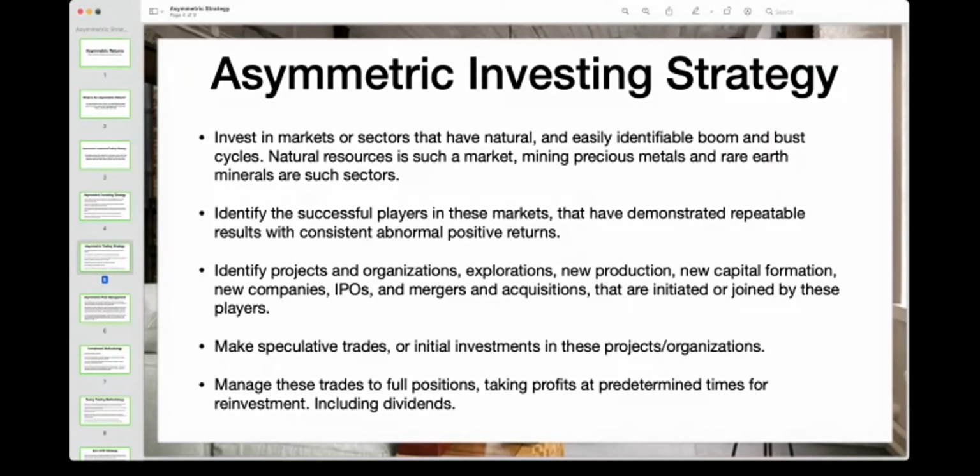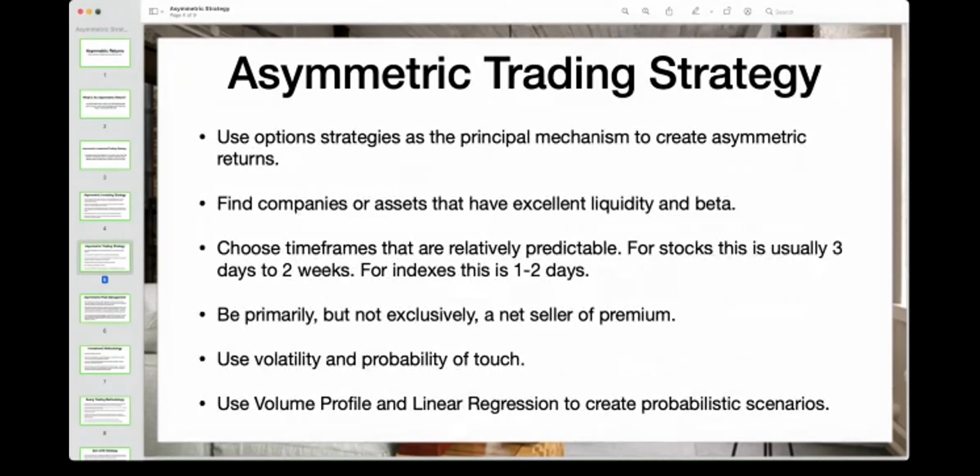All right, next slide. Here's our asymmetric trading strategy, which is wholly different than investing. This is all short term. We're not looking for long-term gains. We're looking for short, consistent profits from a day to a couple of weeks. And we use option strategies as the principal mechanism to create asymmetric returns. So in other words, we use the power of being able to model our ideas with option strategies in such a way that they allow us to define our risk and also define our potential profit, whether it's a defined profit or even unlimited profit.